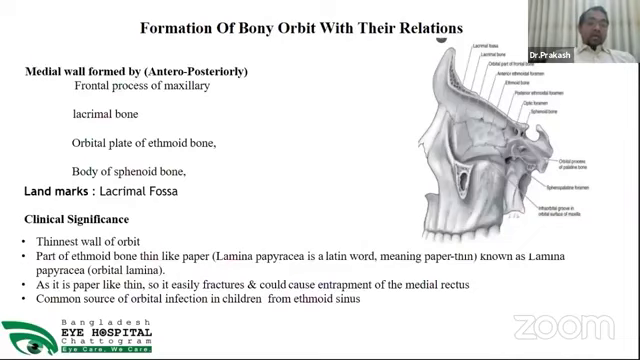As it is so thin, it is also clinically significant because in case of children, the infective focus from the ethmoid sinus can spread to the orbit and can cause preseptal cellulitis and orbital cellulitis. So this is again very important, the medial wall, because it is very thin.